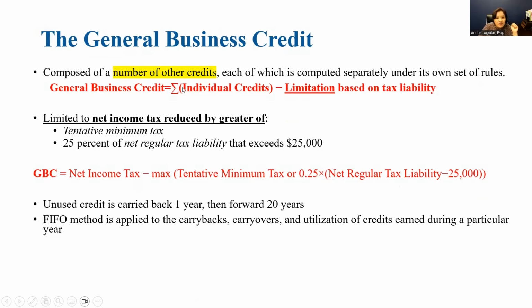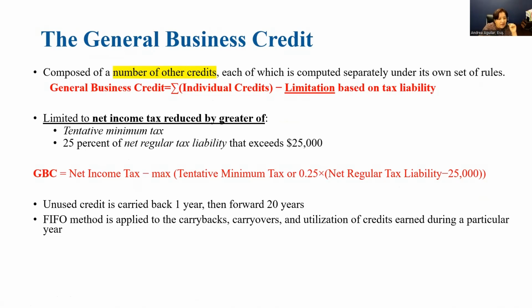Okay, so the general business credit is the sum of all individual credits that I just showed you minus a limitation based on the tax liability. So how do we calculate this? This is limited to the net income tax reduced by the greater of the tentative minimum tax or 25% of the net regular tax liability that exceeds $25,000.